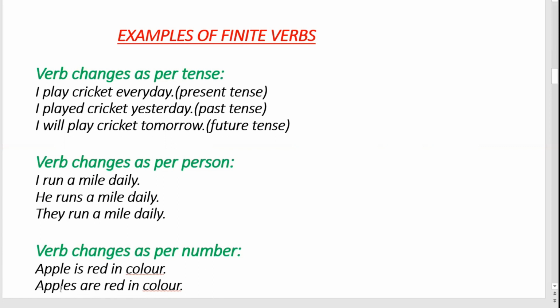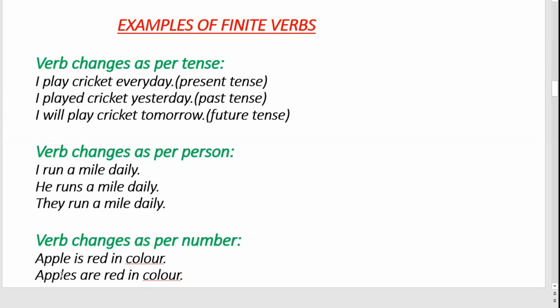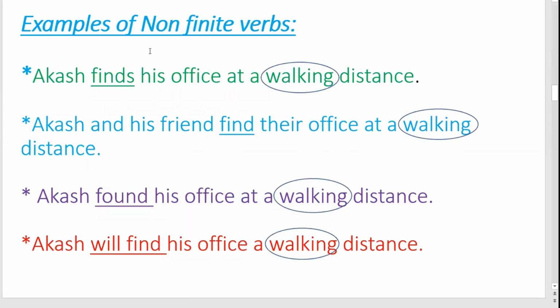So with the change in the number of the subject, there is a change in the verb. Is has changed to are. So these are called the finite verbs. Now let us see the next examples of non-finite verbs.